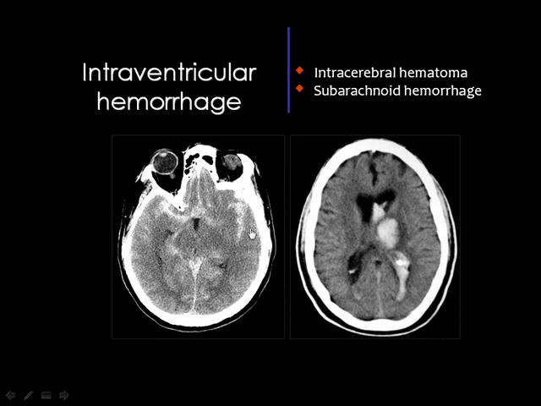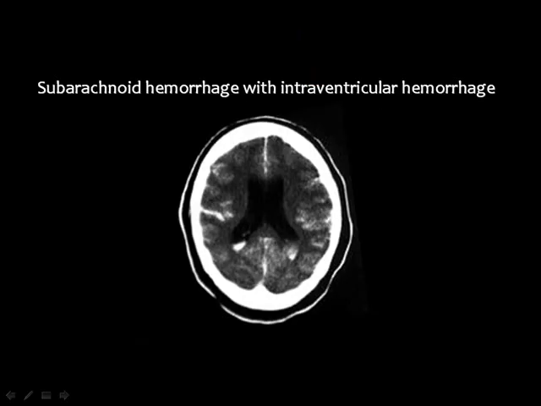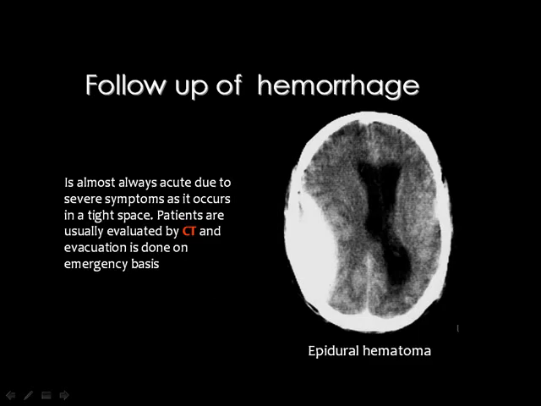Then what about the subarachnoid hemorrhage? The subarachnoid hemorrhage is the hemorrhage circulating with the CSF. Then this hemorrhage will, by time, enter inside the ventricle. Then we have two sources for intraventricular hemorrhage, which are the intracerebral hematoma and the subarachnoid hemorrhage. And this is the subarachnoid hemorrhage in the cortical sulci, and you see bilateral intraventricular extension of the hemorrhage.